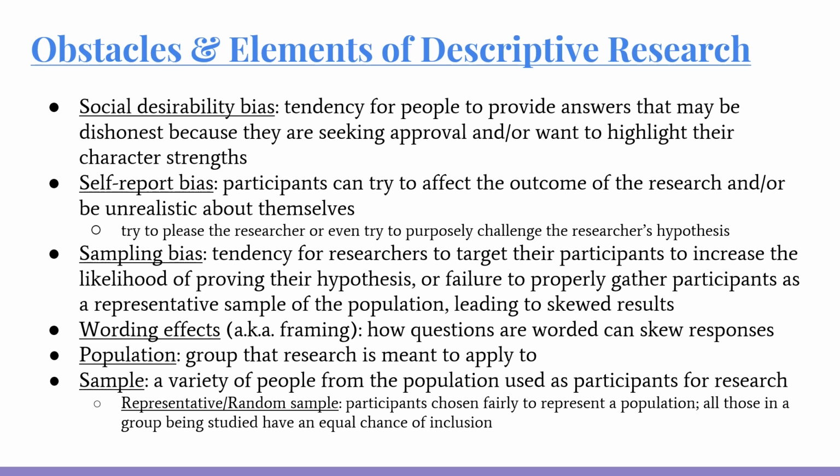So as we mentioned, some of the obstacles and elements of descriptive research are the social desirability bias and self-reporting bias, where participants can try to affect the outcome of the research or be unrealistic about themselves. Sampling bias, wording effects or framing, so how questions are worded, can skew responses, the population, and the sample.